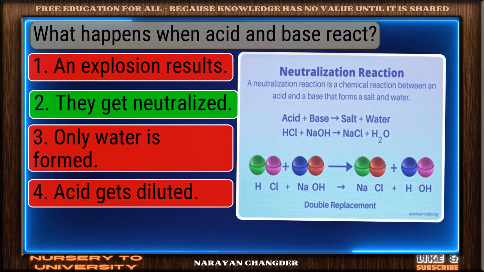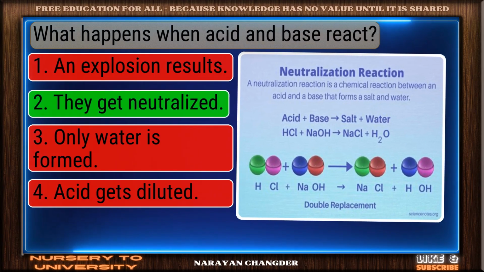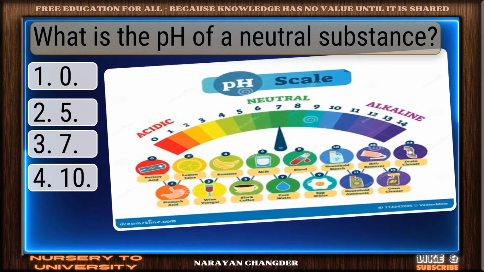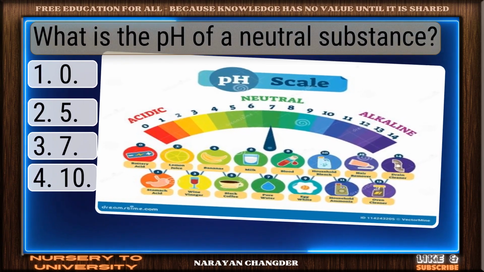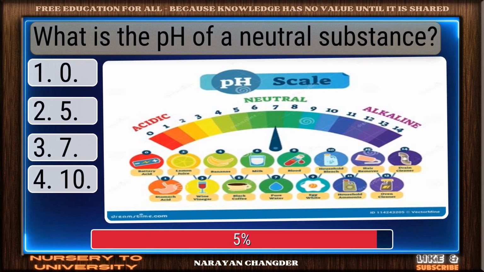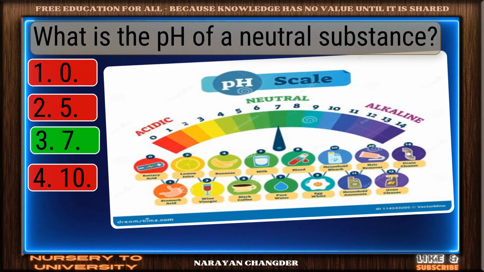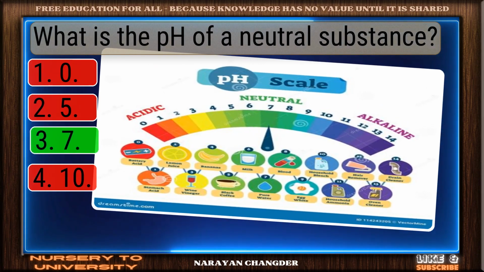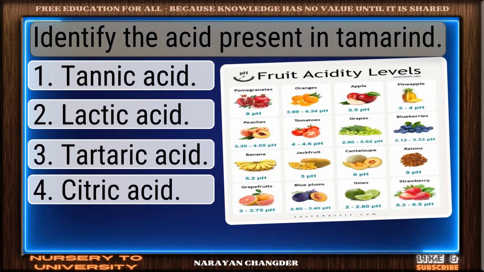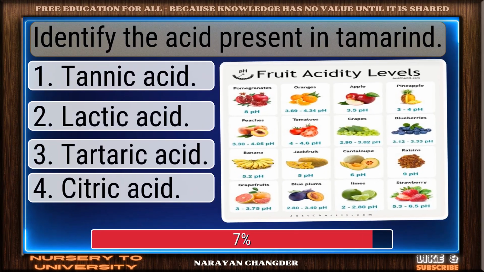You're right. They get neutralized is the correct answer. Question number 47. What is the pH of a neutral substance? You got it. Your choice 7 is right. Question number 48. Identify the acid present in tamarind.